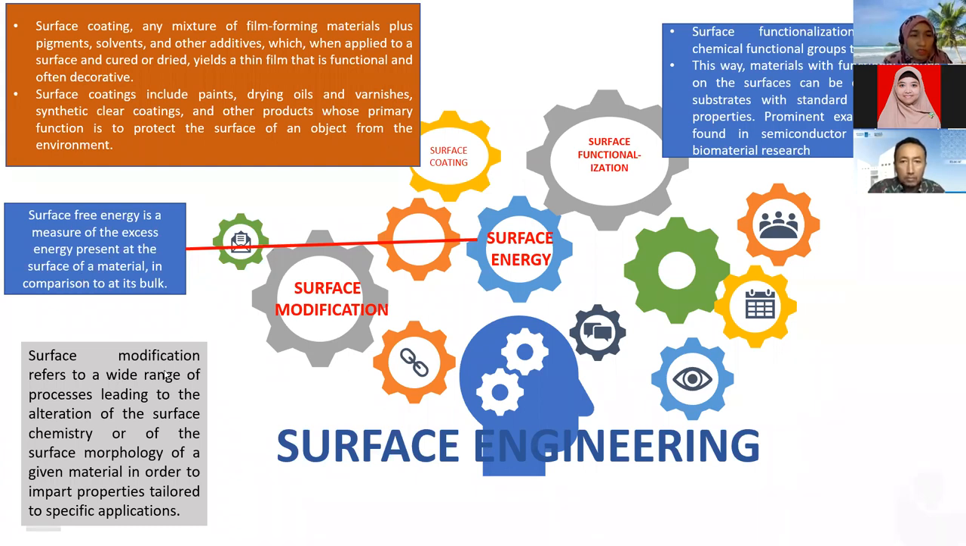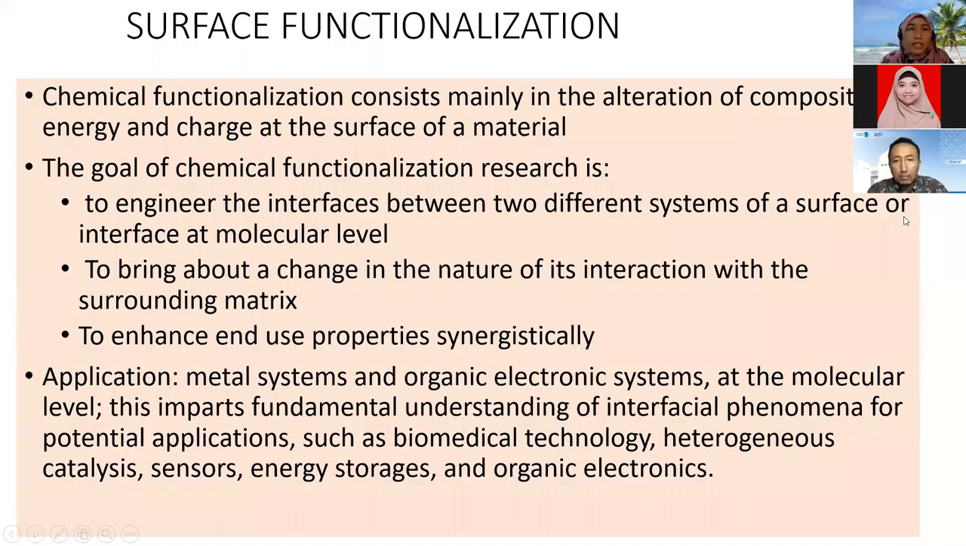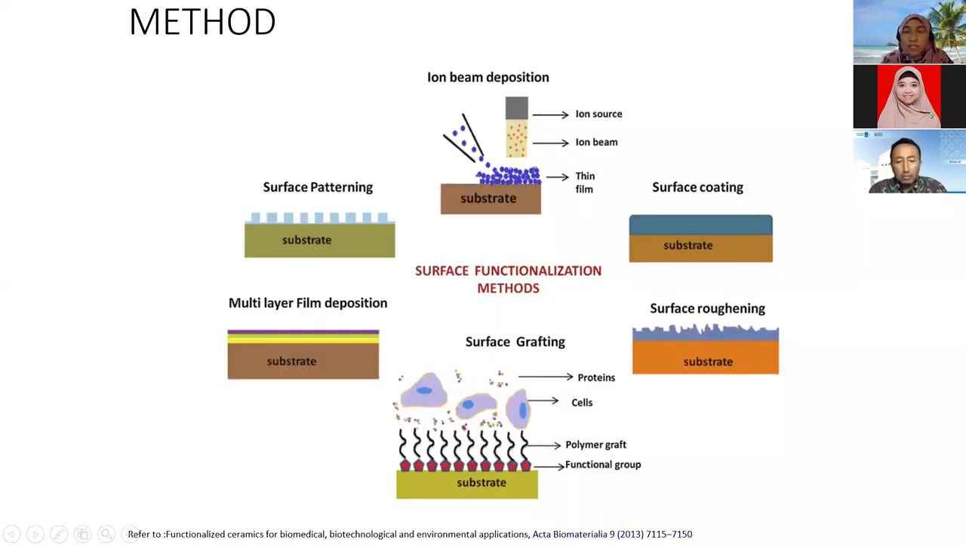And surface modification, we just say that it's a wide range of processes leading to alteration of the surface chemistry or the surface morphology of given materials. So now, surface functionalization, this is repeating from before. I think I have clarified about this. This slide shows some methods used for surface functionalization at the lab.